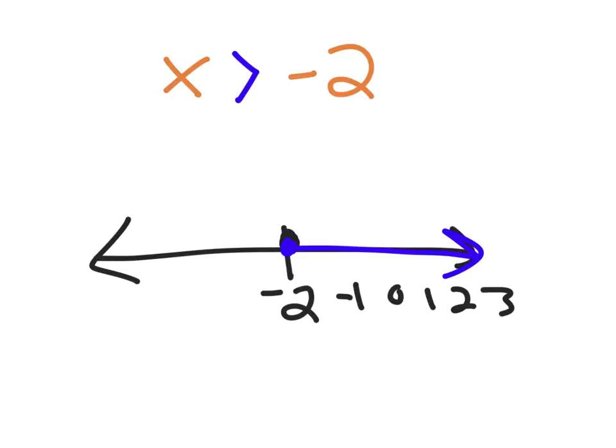Second thing we need to decide is if we need that equal to line underneath our greater than symbol. Because we have a closed circle, we know that -2 is included. So in this case, we would need the line. x is greater than or equal to -2. If we had an open circle in the middle, we would just have that greater than symbol. But because it's filled in, we know it's greater than or equal to.